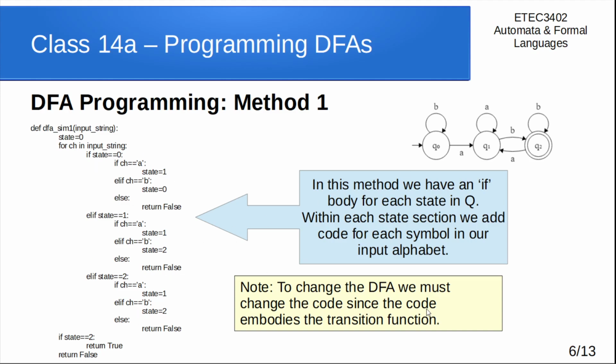So notice to change what DFA this models, we just change how many if state equal things there are to match the number of states. And then we change the if statements inside of here to say, on what symbols of the alphabet, what state do we go to. So the transition function is actually embodied by the if statements inside of each of these state variables. So that's the state symbol pair transitioning to this other location. So in order to change the DFA in this case, we need to change the code.